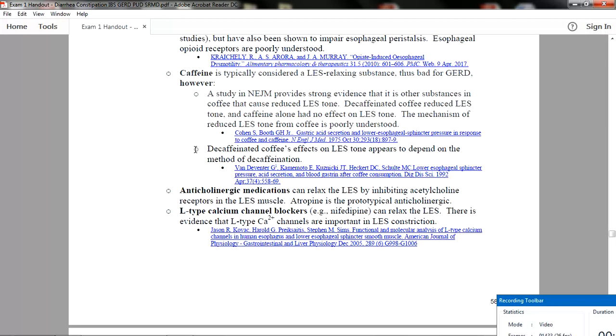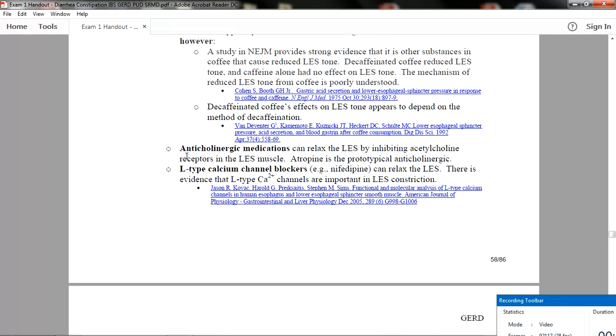Decaffeinated coffee's effects on the lower esophageal sphincter appear to depend on the method of decaffeination. That's very strange. I don't want you to worry too much about that, but it means different decaffeinated coffees may have different effects. What I want you to understand is that it's not the caffeine that seems to be the problem. It's what's in the coffee beans other than the caffeine, so you can get a problem either way.